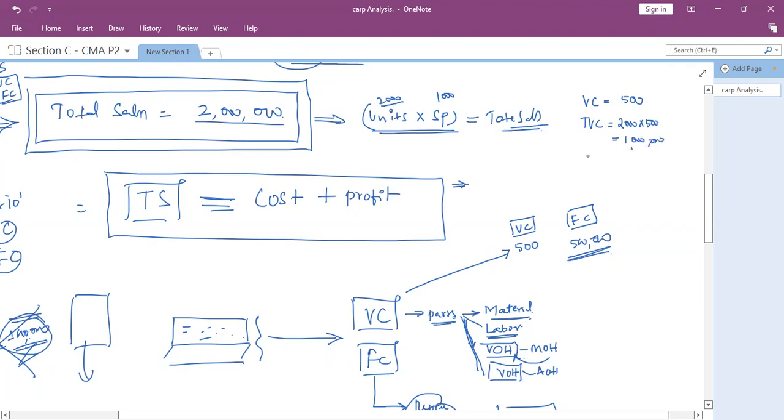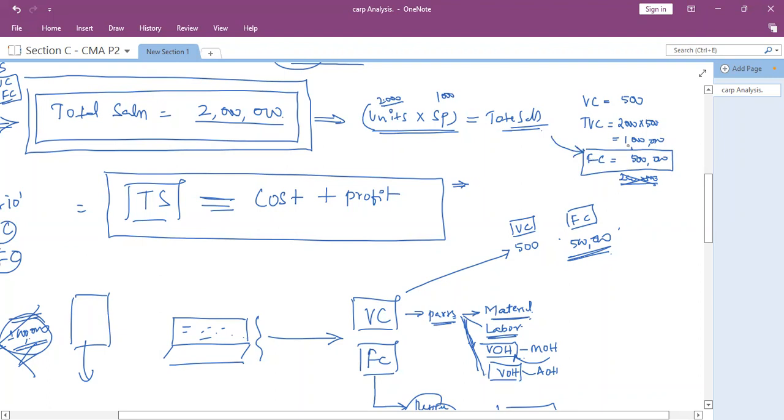What is the fixed cost? 500,000. If I manufacture 2,000 laptops, 2,000 into 500,000? Fixed cost is constant, no? Of course. Does it vary based on your production? No, it will not vary.